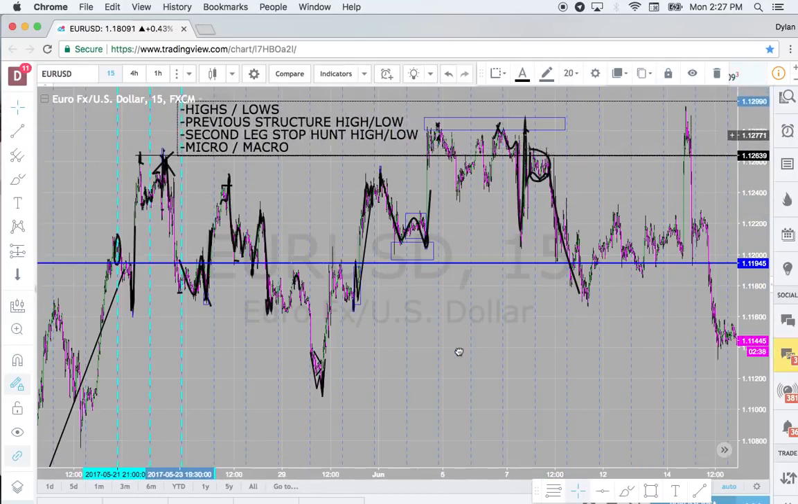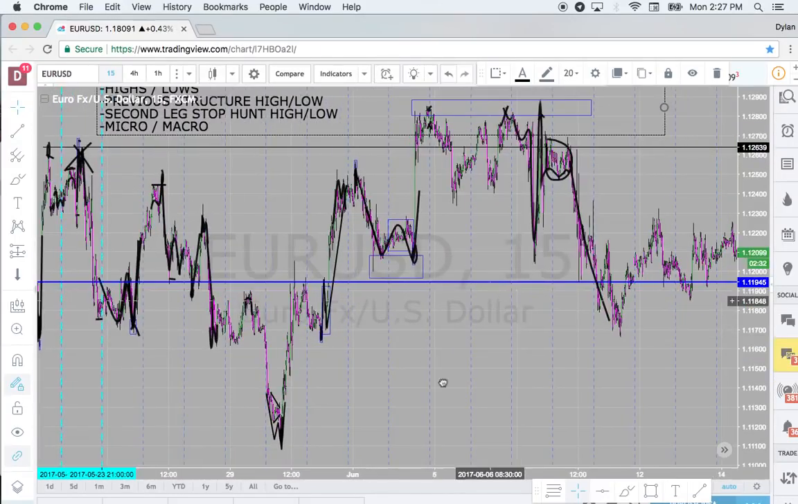Trading, like I said, this works on all pairs. This is just an example on the 15-minute time frame. It also works on the hour, the 4-hour. It works on all time frames. The concept is the same. Just remember that obviously the timing is going to differ from the 15-minute to the 4-hour chart, for example.